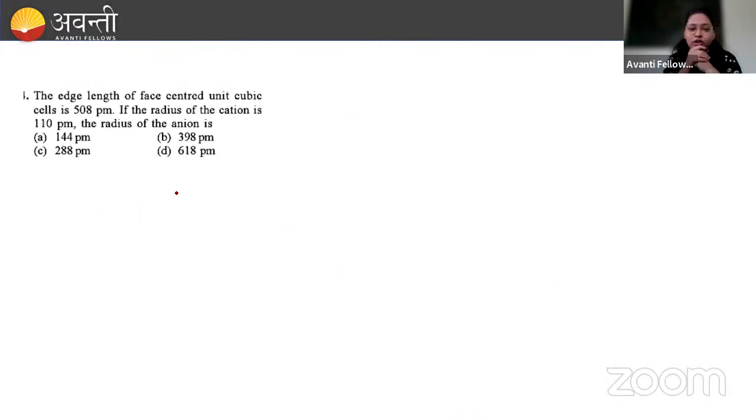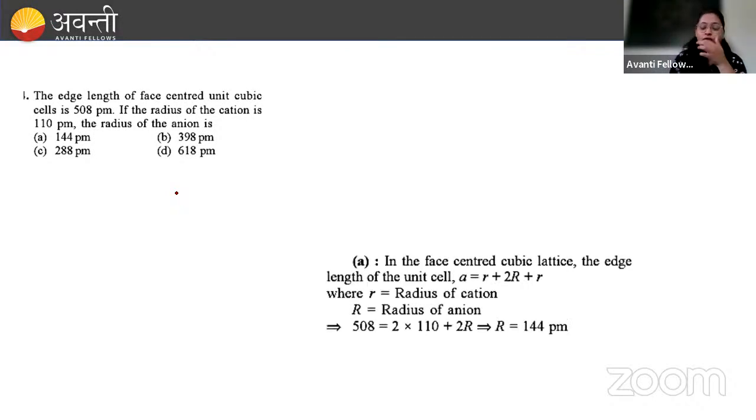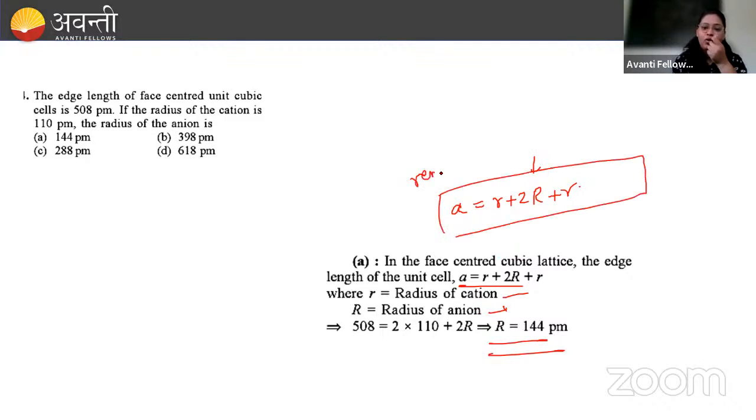Yeah, next. The edge length of the face centered cubic unit cell is this much. If the radius of the cation is this much, the radius of the anion will be. So you know the formula, the radius ratio formula, right? In the face centered cell, the edge length of the unit cell is what? a is equal to r plus 2R plus r. So this is the edge length for a given unit cell. So the radius of the cation is r and capital R is the radius of the anion. So you can easily find it from this formula. So determine it. Remember this given formula. It will be easy for you to calculate. What is r? It is the cation's, and R is the anion's radius. Okay, any doubts?